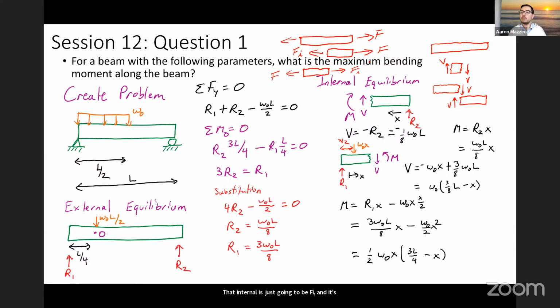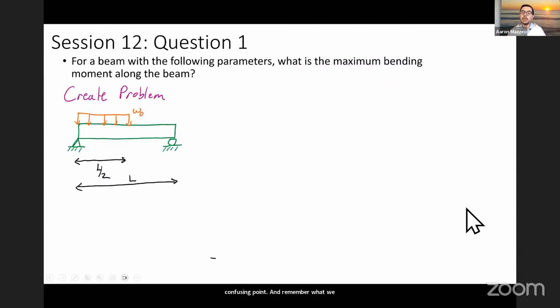That's a very good question someone asked privately in the chat. I'm glad you asked that because that is a confusing point. And remember what we said a few minutes ago: when we eventually draw the bending moment diagrams and the shear force diagrams, because we're using the same convention, when I say negative shear force, you're going to say negative shear force. And same thing with the moments.